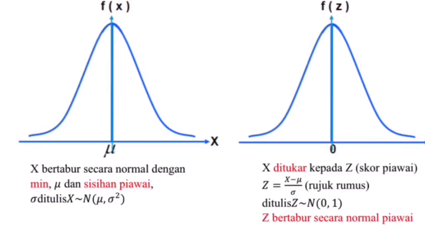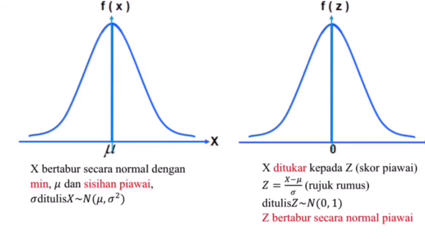For the standard normal distribution, your bell shape must be symmetrical when x equals 0. When x equals 0, it is at the vertical axis, which we call the y-axis, but here we call it f(z), because we don't have y here.